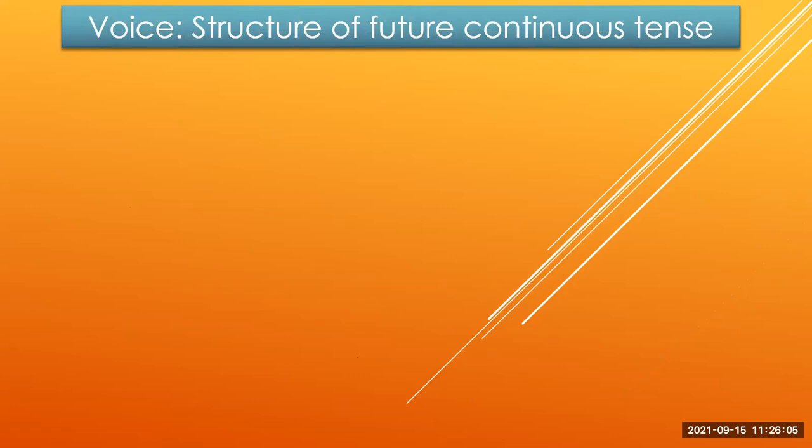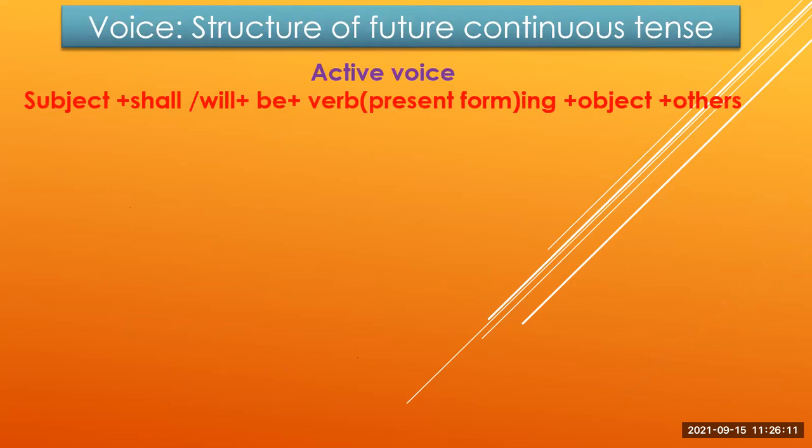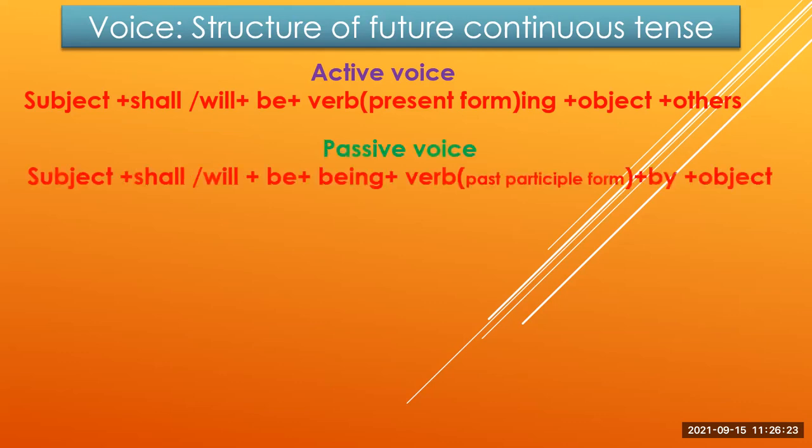Now the structure of future continuous tense. In active voice, the structure of future continuous tense is subject, shall or will, plus be, plus verb plus ing, plus object plus others. In passive voice, the structure of future continuous tense is subject, plus shall or will, plus be, plus being, plus verb in past participle form, plus by plus object.